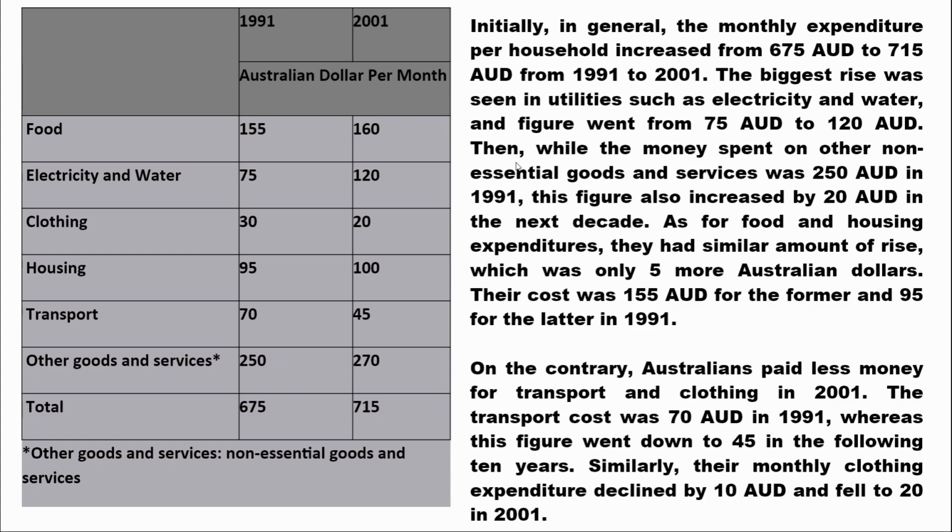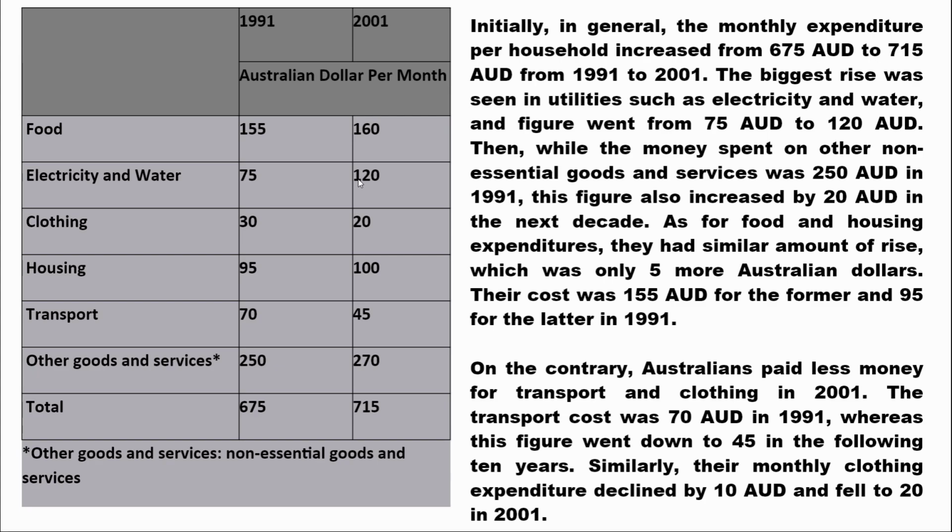Okay. So initially, to begin with, to start with, in general, the monthly expenditure per household increased from 675 to 715 Australian dollars from 1991 to 2001. You see 675, 715. The biggest rise was seen in utilities. You see the top numbers come first. So the biggest rise was seen in utilities such as electricity and water, and the figure went from 75 to 120.